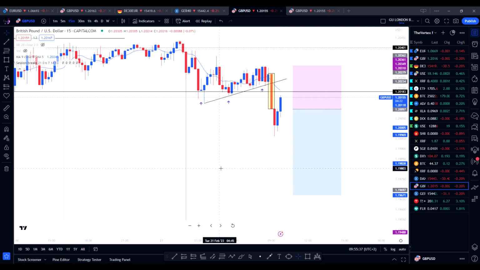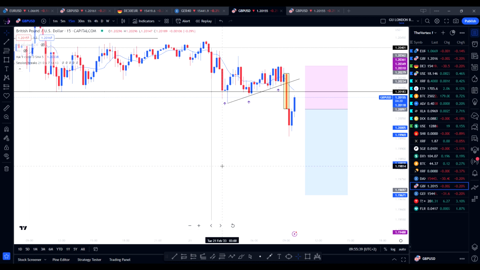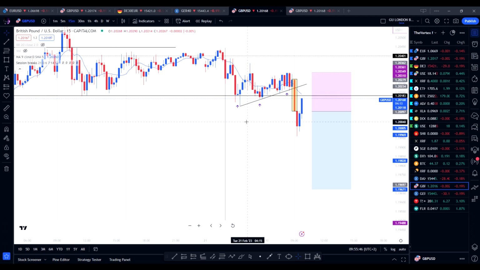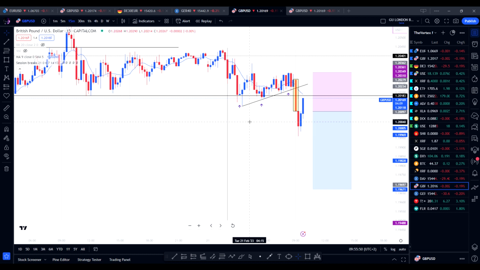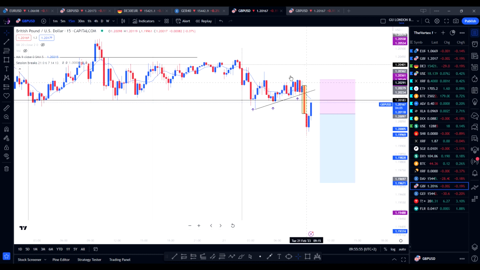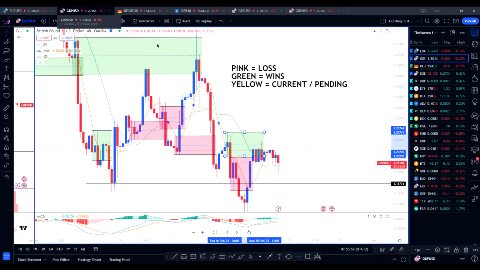What I look for is a range that has been set during the Asian session. I look for some sort of support and resistance zone that has been respected during the Asian session on the 15-minute time frame. Once I have seen that, I go to a higher time frame. I go to the 4-hour.